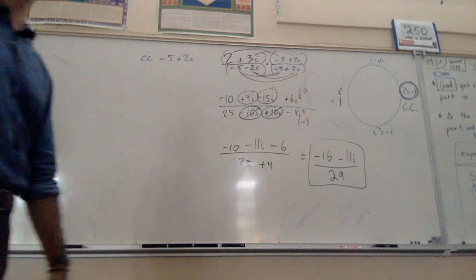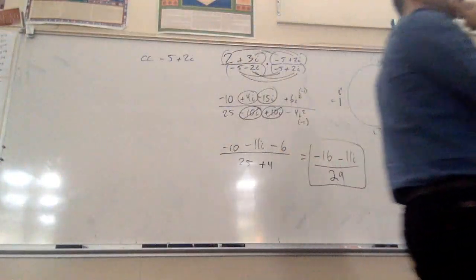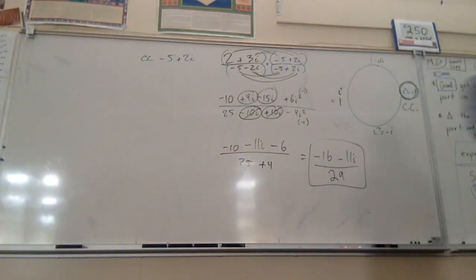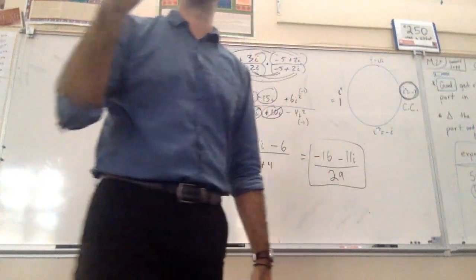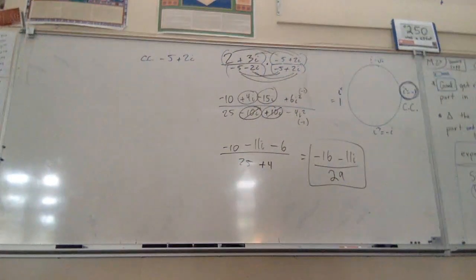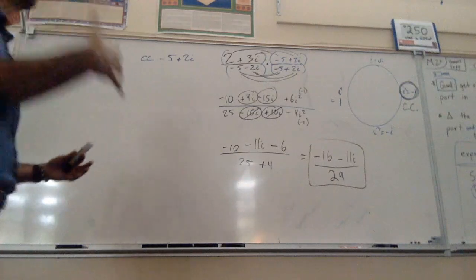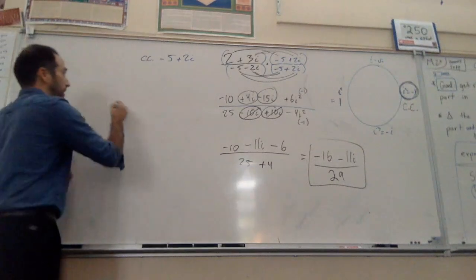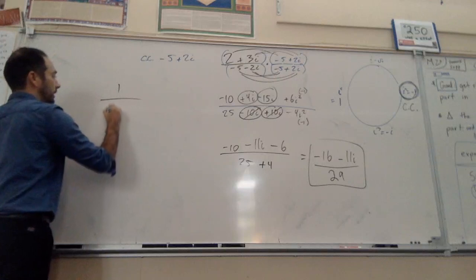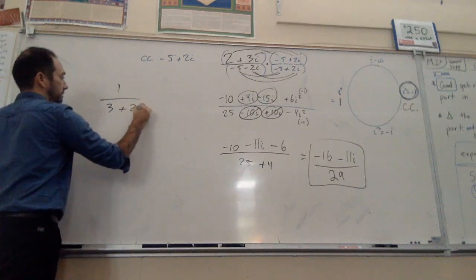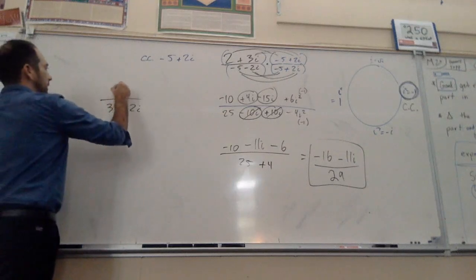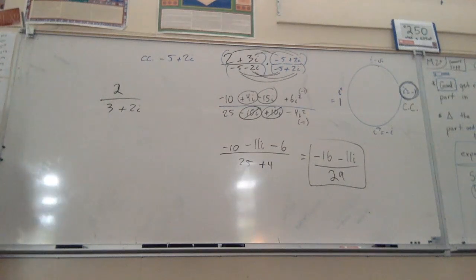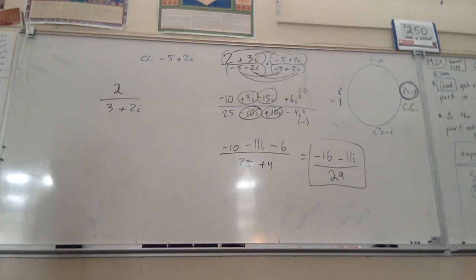Thumbs up, sideways, down. You want to see another? How about one more really quick? I'll just make it where we have to do something for the denominator here. How about 1 over 3 plus 2i? And how about we make it 2 over 3 plus 2i. So if you needed another example, let's get this one down.